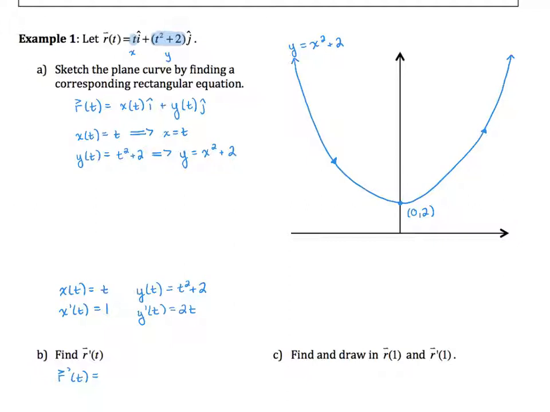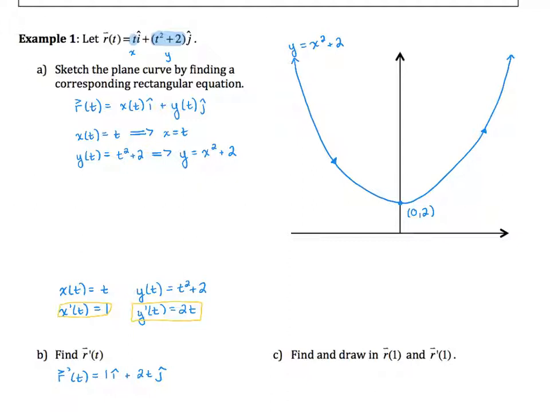These items right here are what's going to go into r prime. Those are our component functions for r prime. So r prime of t will be 1 i hat. I'll write the 1, why not? Plus 2t times j hat. Literally just an x prime i plus a y prime j. Could not be easier.